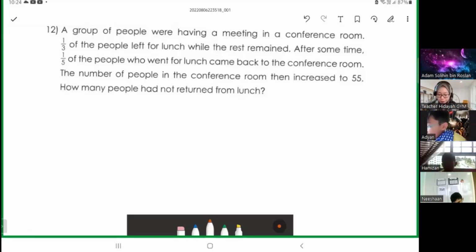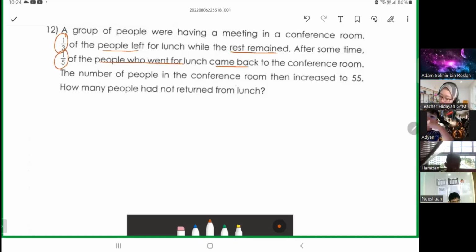Okay, number 12. One look at this question, I know this is the remainder concept. Why? There's the word remain there. A group of people were having a meeting in a conference room. 1/3 of the people left for lunch, while the rest remain. Remainder. After some time, 1/5 of the people who went out for lunch came back.